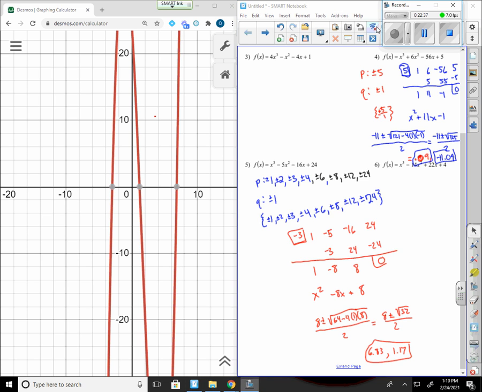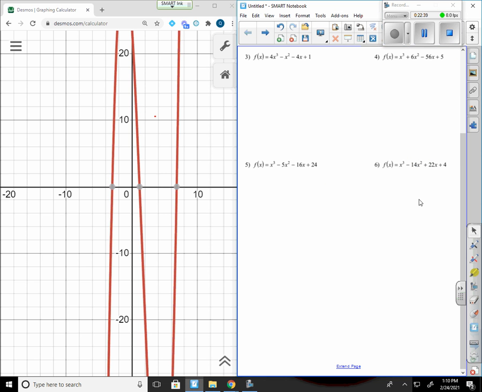Last problem from the homework. x cubed minus 14x squared plus 4. P would be plus or minus 1, plus or minus 2, plus or minus 4. Q is just 1. So this would be our whole set, plus or minus 1, plus or minus 2, plus or minus 4.